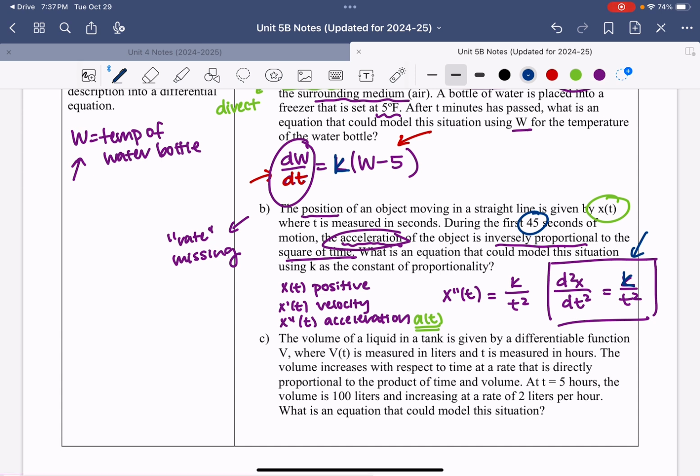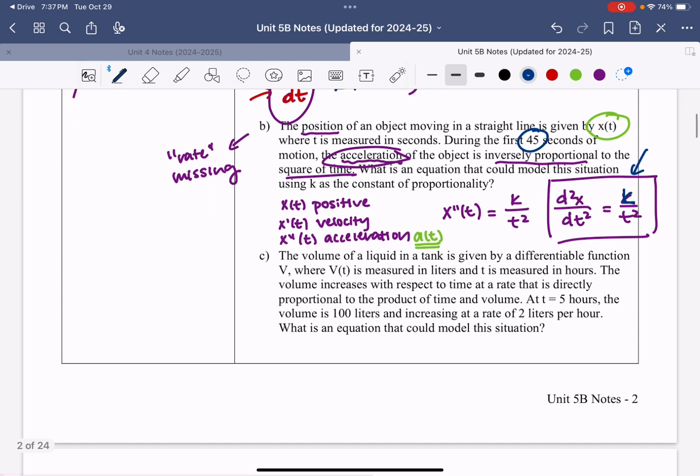and usually I feel like if this was on the AP test, these are going to show up in multiple choice questions. However, with C, we actually will go ahead and solve for that value of k. So C says the volume of a liquid in a tank is given by a differentiable function v, where v of t is measured in liters and t is measured in hours. The volume increases with respect to time at a rate that is directly proportional to the product of time and volume. Then it gives us some information. So at t equals 5 hours, the volume is 100 liters and it is increasing at a rate of 2 liters per hour. What's an equation that could model this situation?